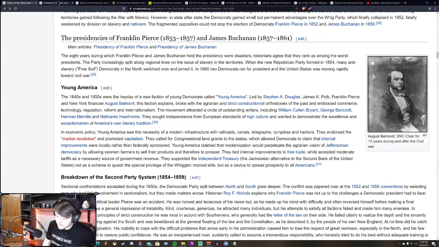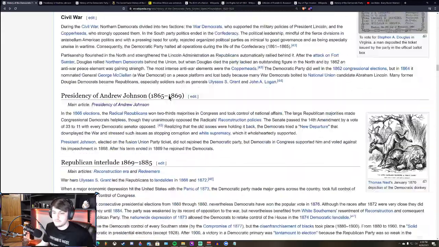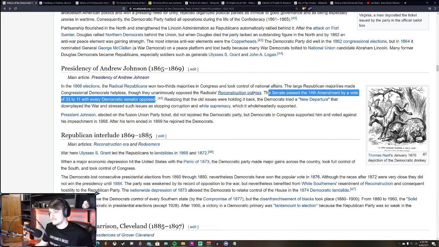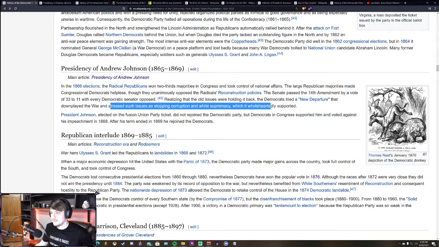All right. So after Buchanan, I think the next Democratic president was Andrew Johnson. Yes. Okay. Yeah, you see that? The Senate passed the 14th Amendment by a vote of 33 to 11 with every Democratic senator opposed. You read that? Realizing that the old issues were holding it back, the Democrats tried a new departure that downplayed the war and stressed such issues as stopping corruption and white supremacy, which it wholeheartedly supported. Wholeheartedly.